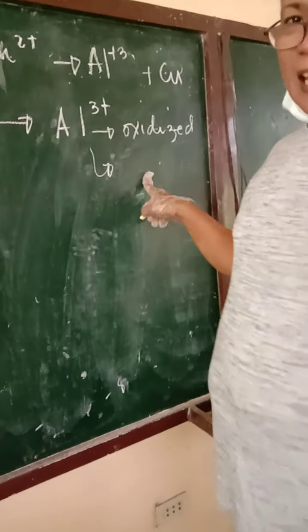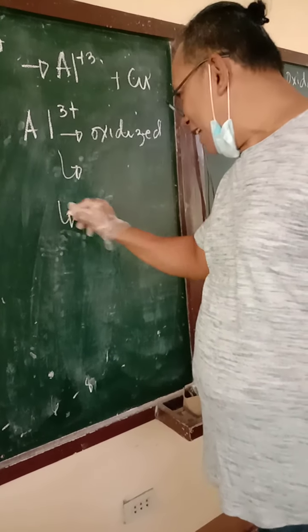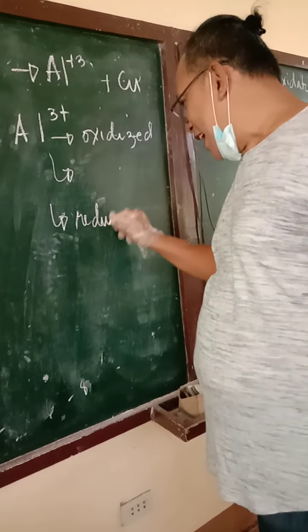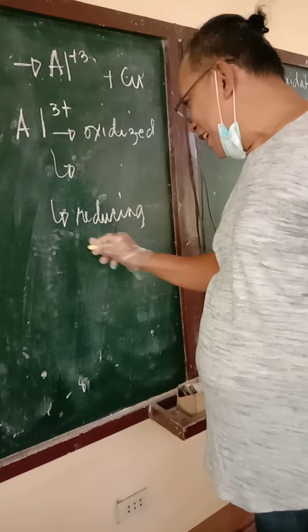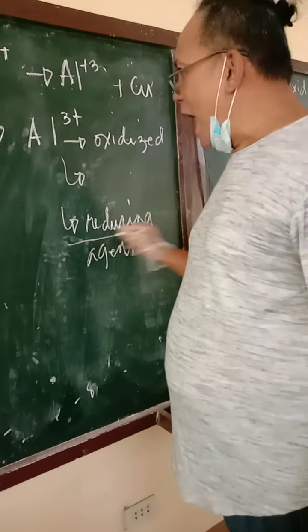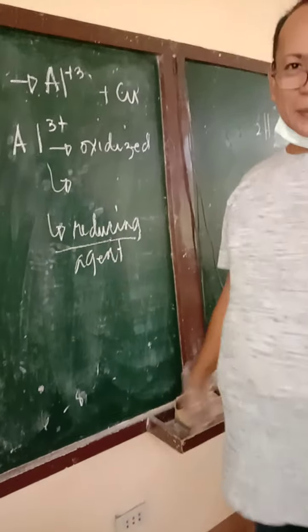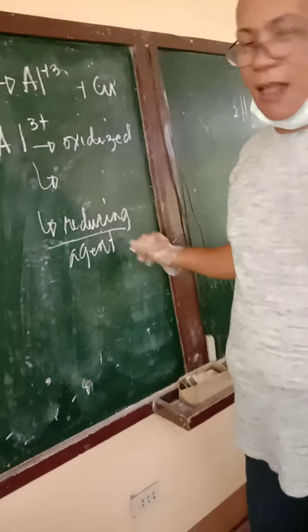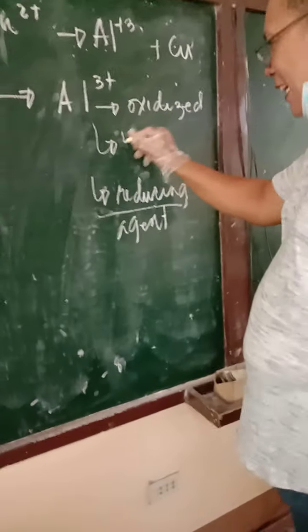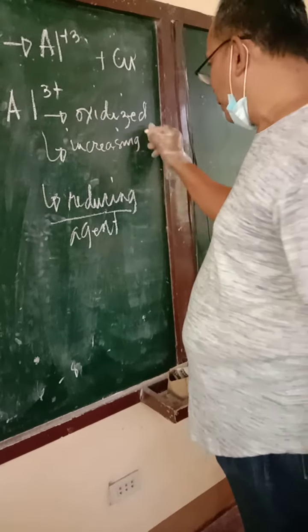Then, once it increases its oxidation number, by the way, kung mo-oxidize, naa siya reducing agent. Consider na siya reducing agent. Sa ato pa, ni-lose siya og electrons. Reducing agent, increasing ang iyang oxidation number.